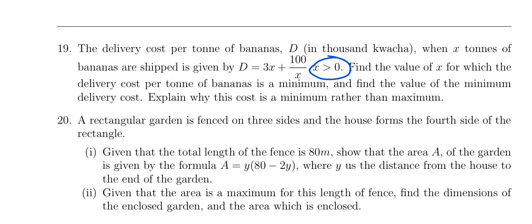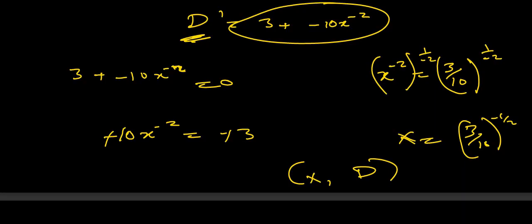Yeah, so here when they say find the value of x, we've gotten it. x is equal to what? Is it 3 over 10? 3 over 10, negative half. They're saying find the value for the minimum. So meaning we replace this guy in the original, like I was saying, we need to get the cost at this minimum. This x value is the minimum.